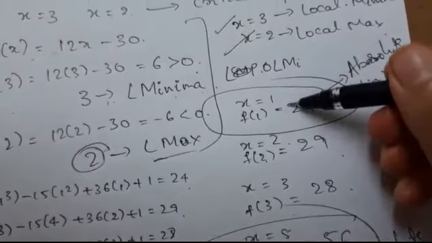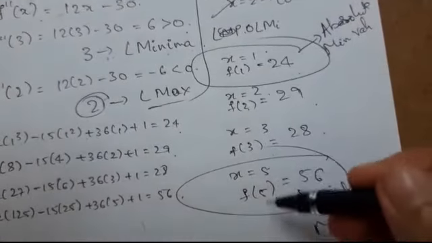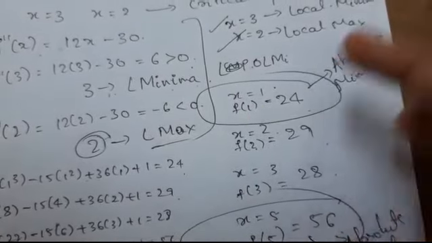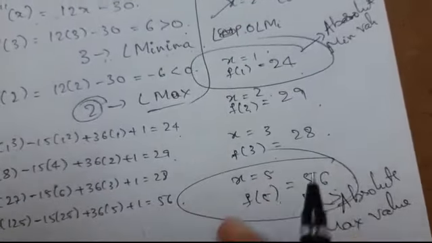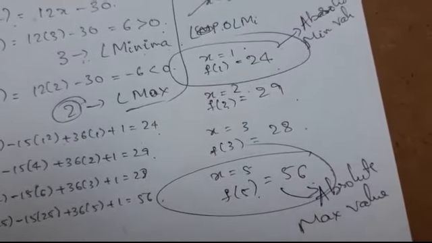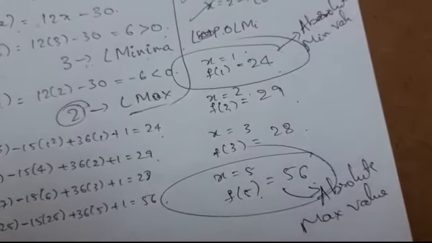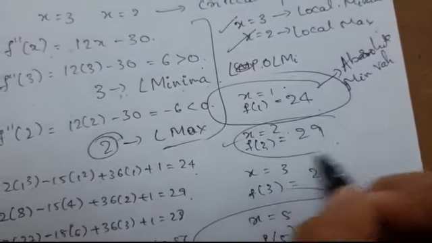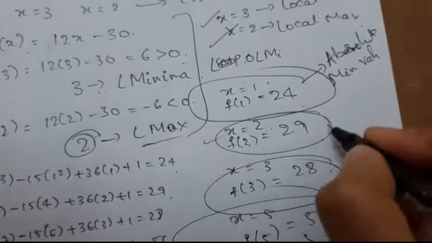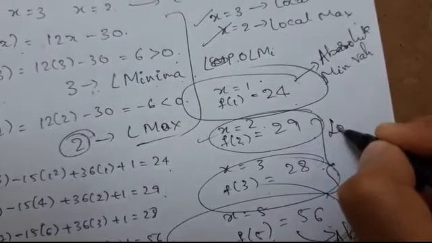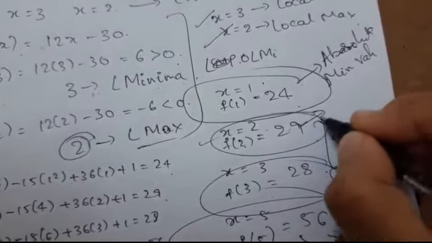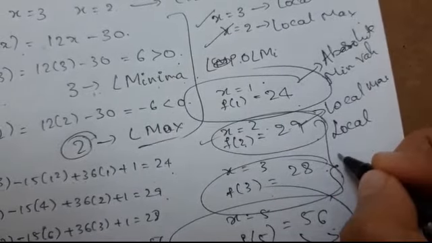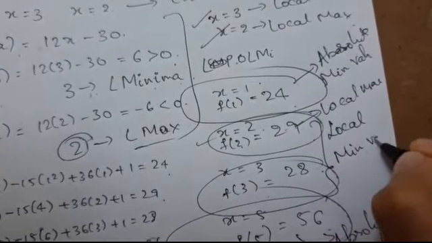At x is equal to 1, f of 1 becomes the absolute minimum value. At x is equal to 5, f of 5 becomes the absolute maximum value. Then what about these two, f of 2 and f of 3? These are local. This is the local maximum, and this one is the local minimum value.